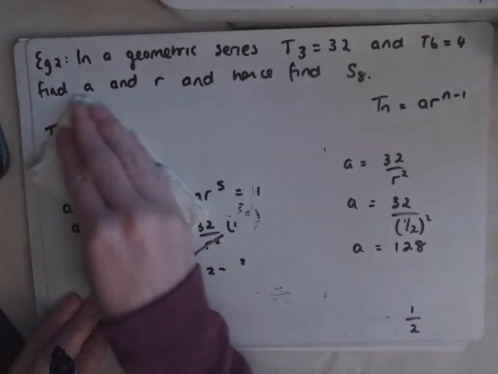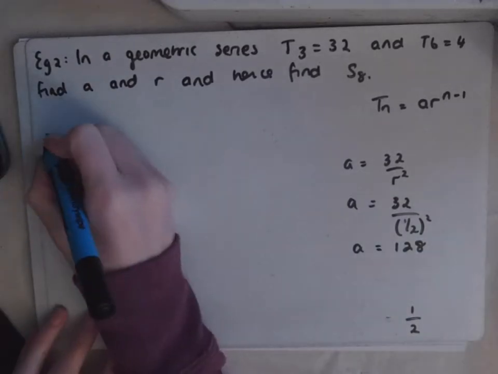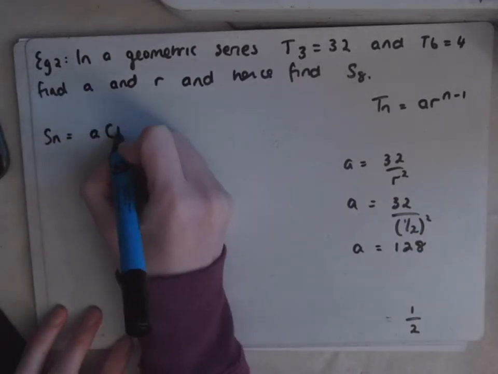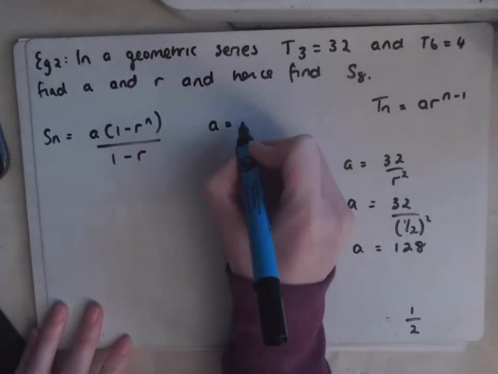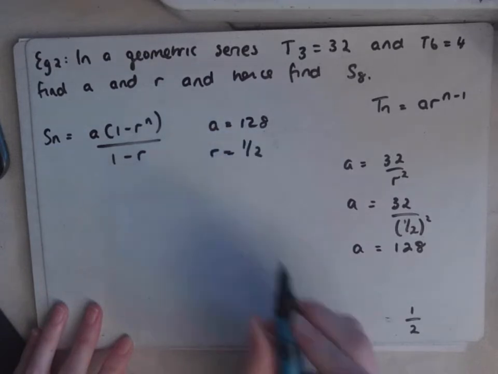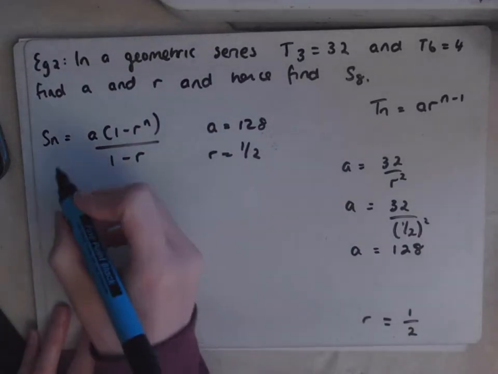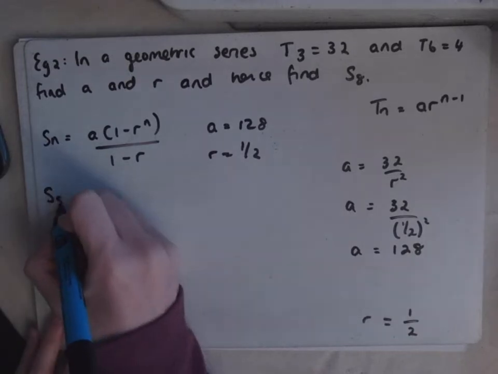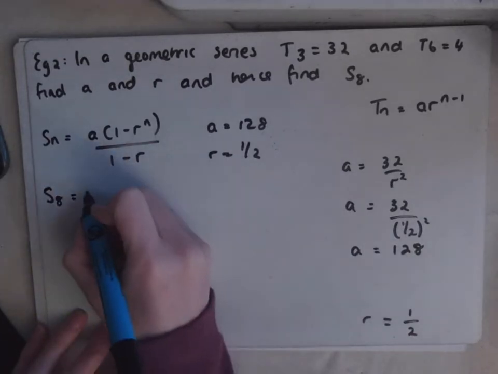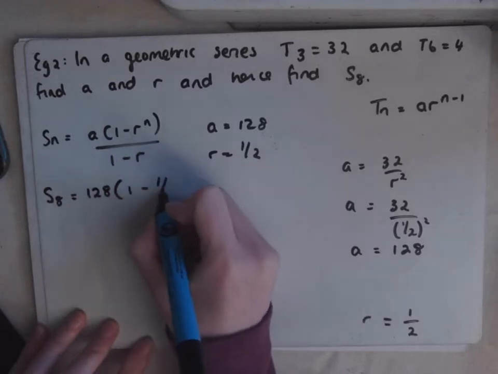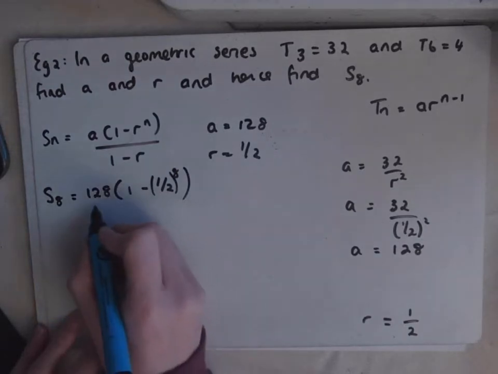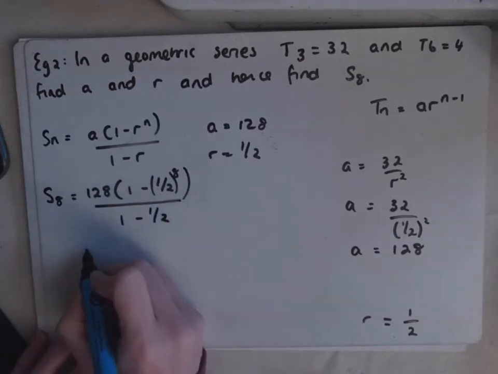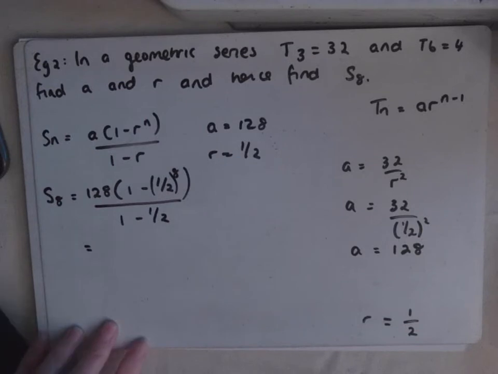And hence find S of 8. So I'm just going to get out my formula for Sn. Okay, I know that A is, I just found it, 128, and R is a half. Okay, so S of 8, I'm just going to fill everything in. So 128, 1 minus a half to the power of 8, okay, over 1 minus a half. And you can just throw that straight into the calculator and you get 255.